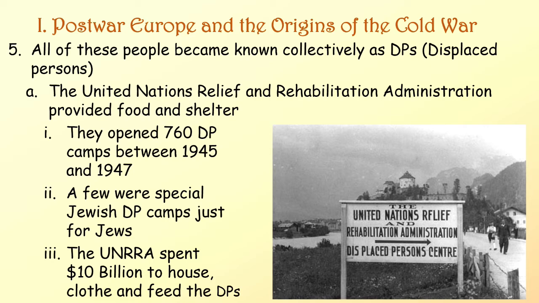The United Nations Relief and Rehabilitation Administration provided food and shelter. They opened 760 DP camps between 1945 and 1947. A few were special Jewish DP camps just for Jews. The UNRRA spent $10 billion to house, clothe, and feed the DPs.